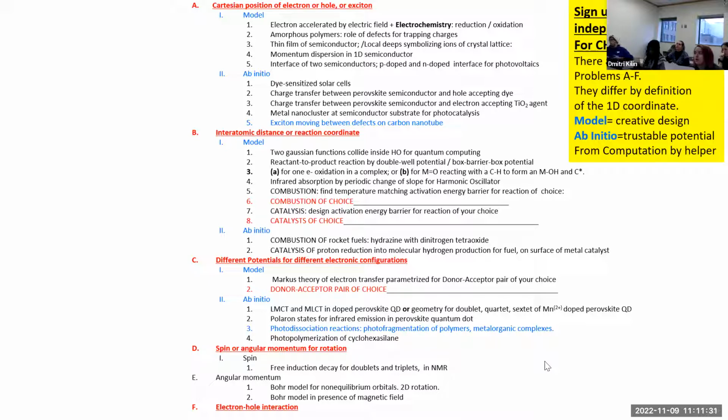Spin. Once in a while, there are people who love NMR or EPR, and there is an opportunity to do a project based on spin and spin flips, like free induction decay or spin echo. And if any one of you really decides and wants to, there are computational tools to use. And the last one, electron-hole interaction.